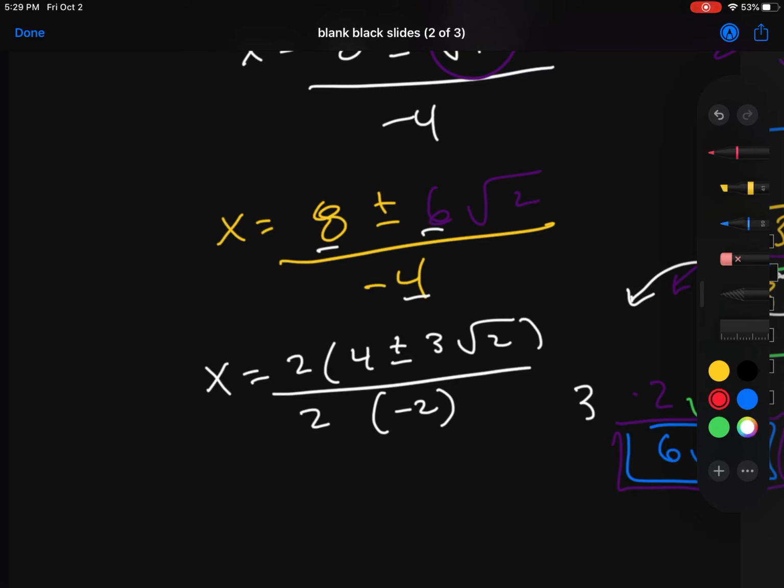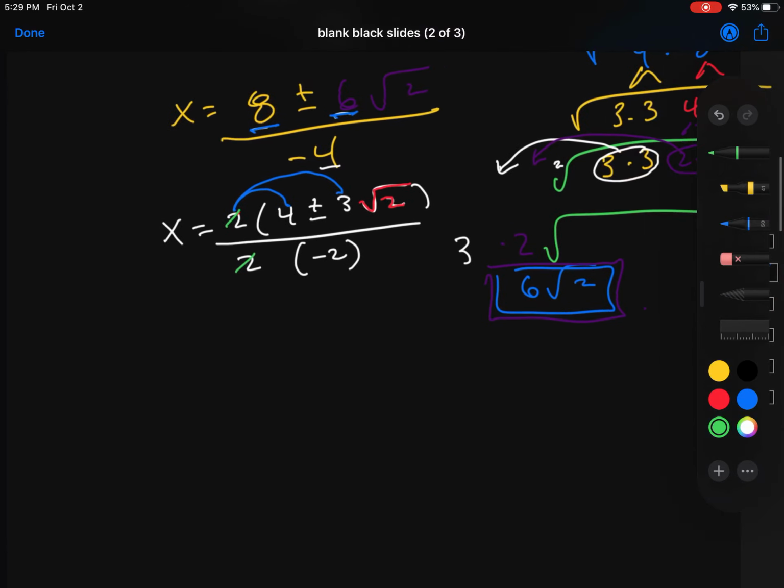Okay, so the 2's, remember, why did I do that? So let's backtrack here. 2 times 4 is 8, and 2 times 3 is 6. That radical 2 is kind of like a variable. You kind of leave it alone. You don't touch it. Okay? And of course, 2 times negative 2 is negative 4. So we can cancel the 2's because 2 divided by 2 is 1. So we're left with this answer. X equals 4 plus or minus 3 radical 2 all over negative 2.